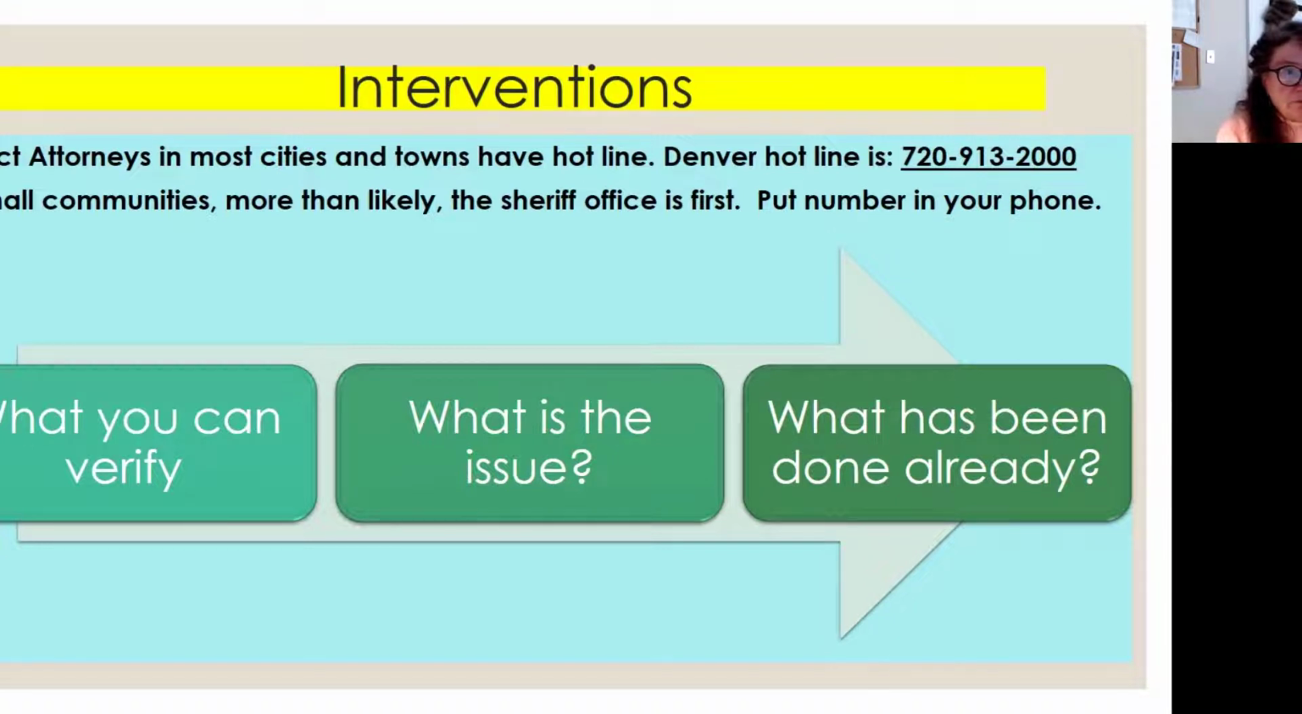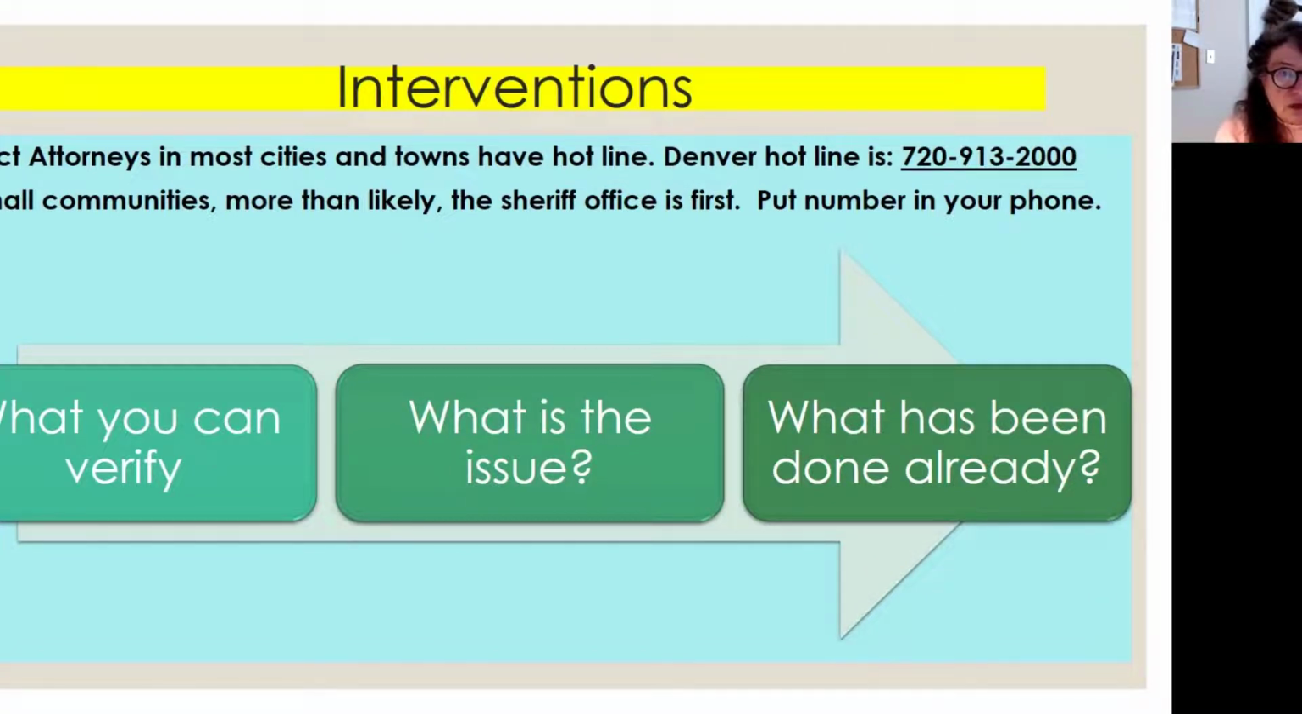So the hotline for Denver is on this slide. And if you're in a small community, in a small town, you might want to start with your sheriff's office first. This is not a 911 call unless the senior is hurt or needs to be immediately moved to a safer setting. And if that's true, then 911 is appropriate. You want to use the non-emergency line.